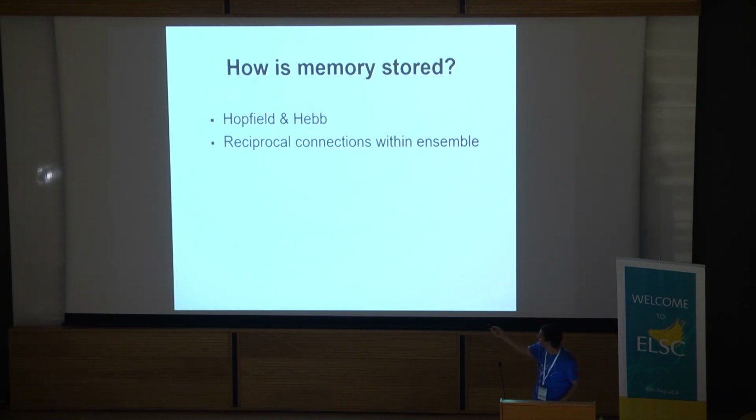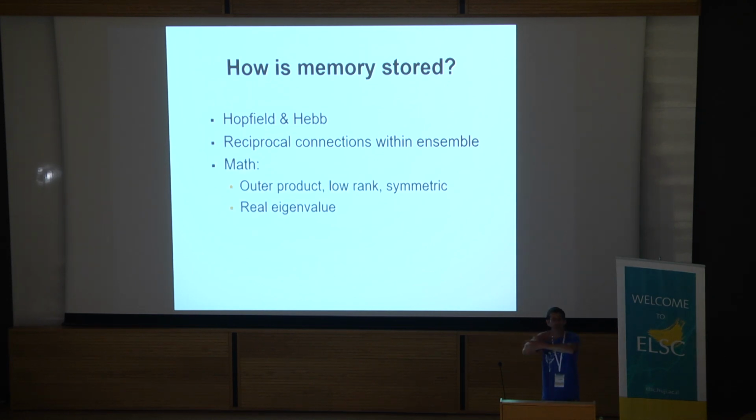That is exactly the Hopfield model, and it could be thought of as a result of Hebbian learning. Mathematically, this means that you have symmetric connectivity. Symmetric connectivity gives rise to real eigenvalues. And also, it's a low-rank creature, and it's an outer product. But basically, this concept of ensembles directly leads to real eigenvalues.